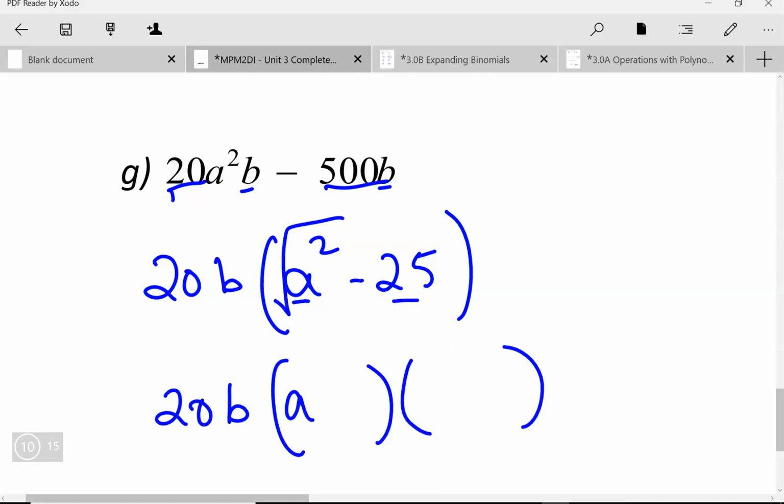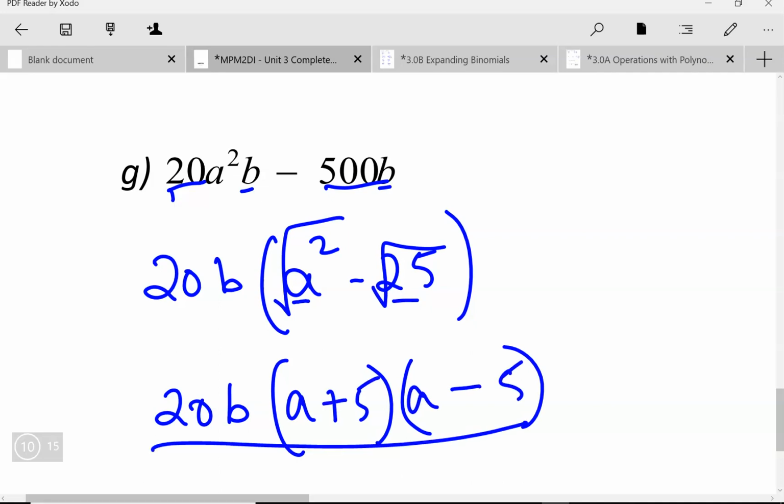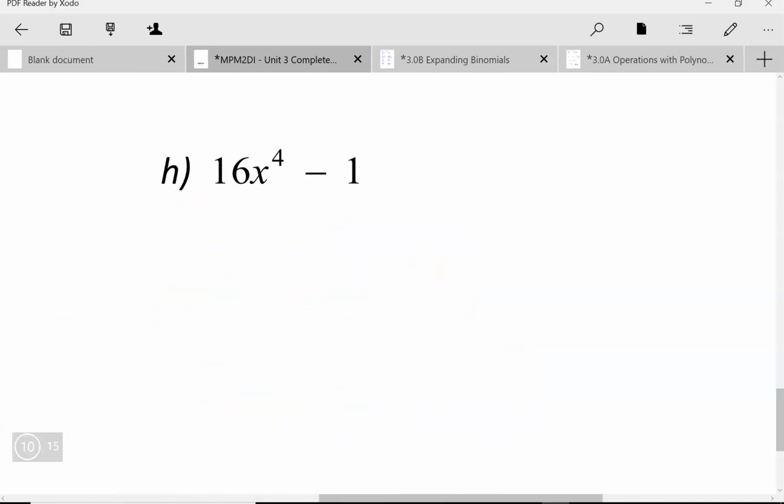Square root of a squared is a. Square root of 25 is 5. A plus 5, a minus 5. This is my final answer. Again, this is fairly straightforward. Two terms, subtraction sign in between them.